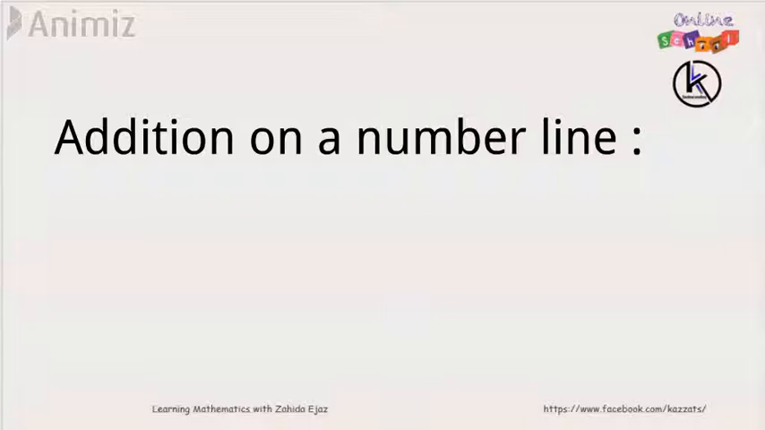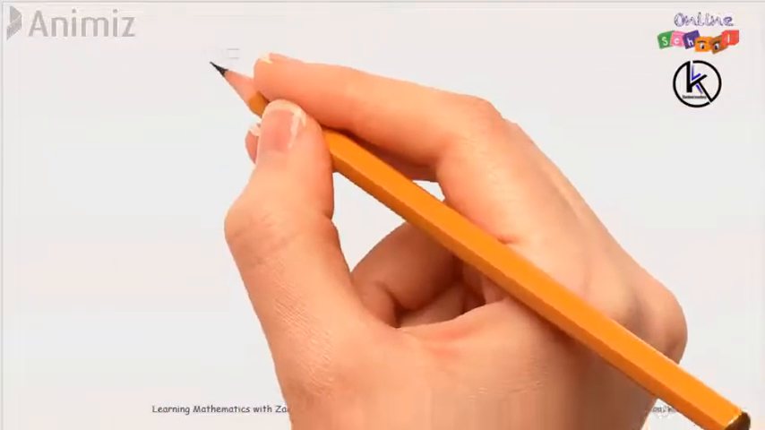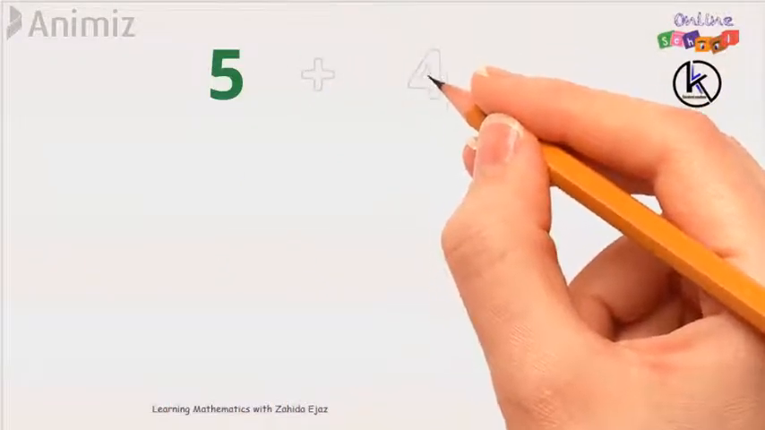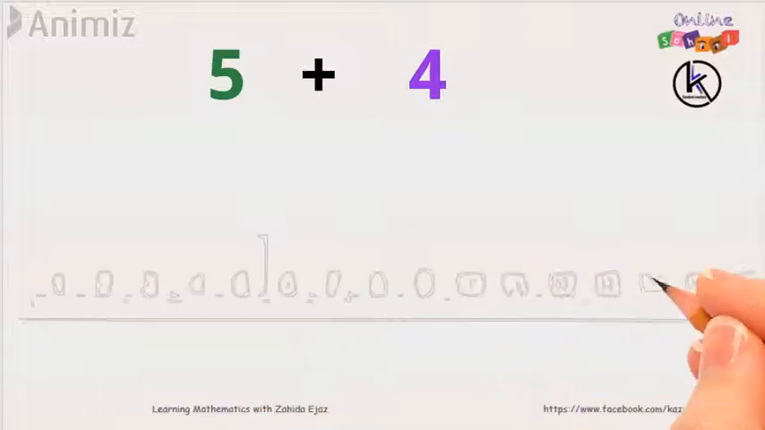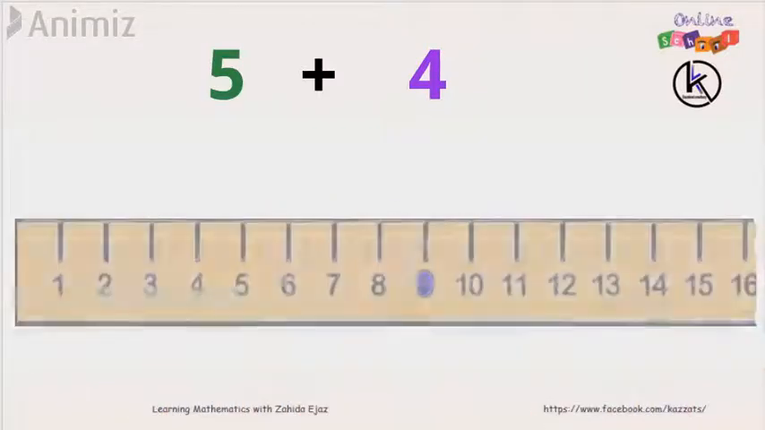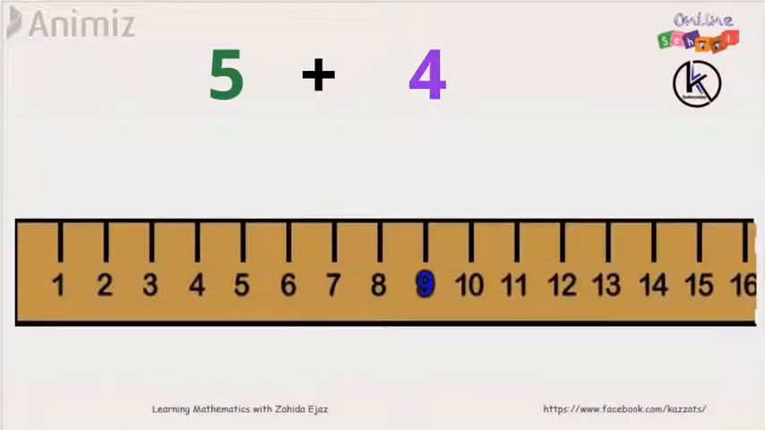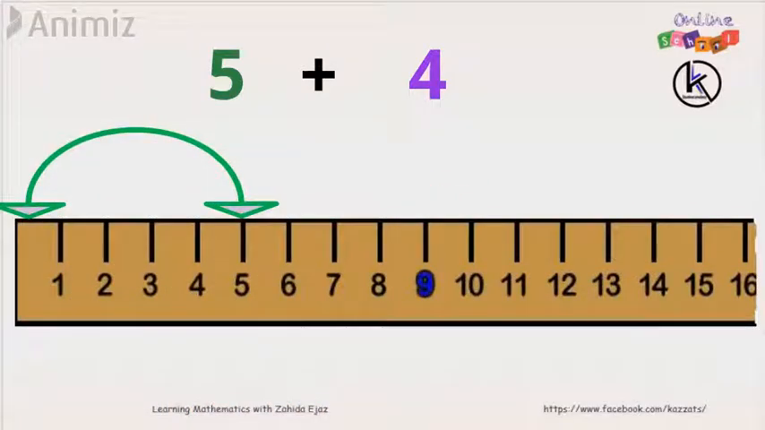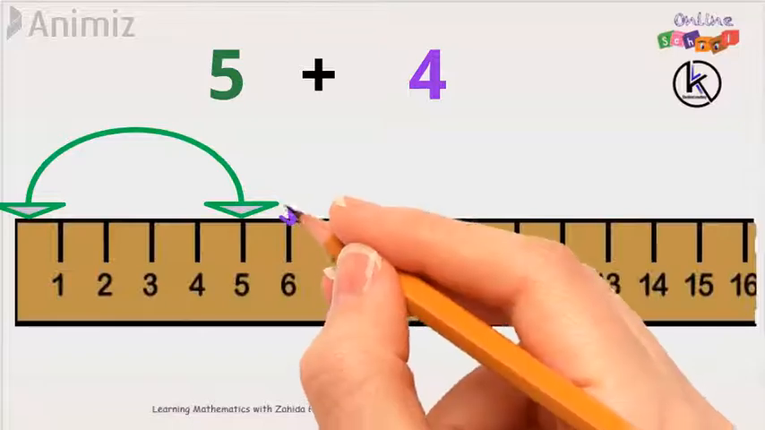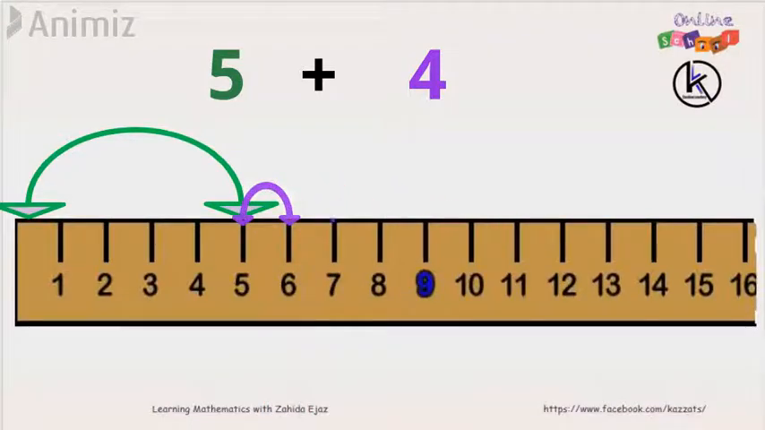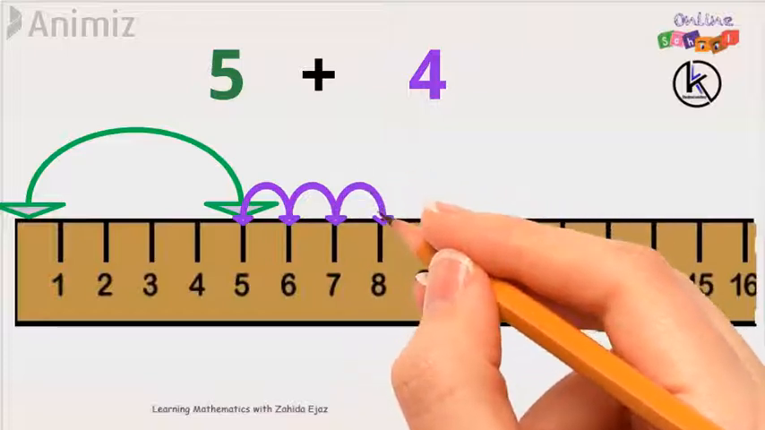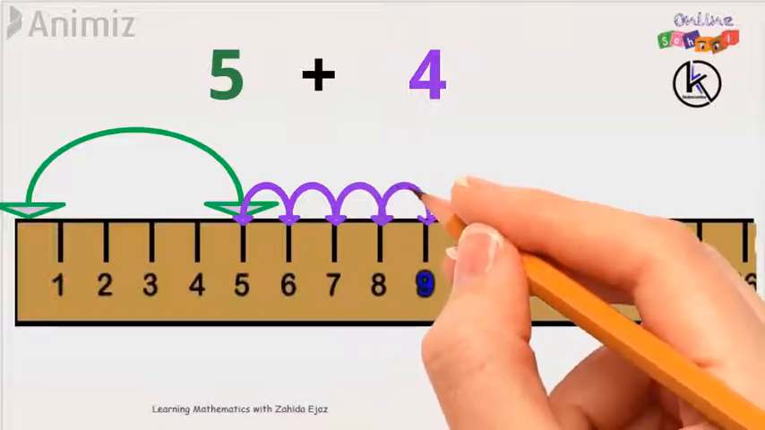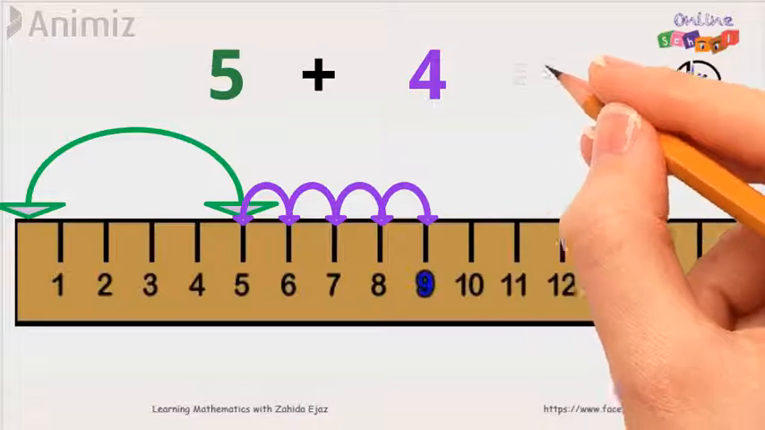Addition on a number line. Let's take the number 5 plus 4. From count on method, we know that 5 plus 4 is 9. Let's check it on number line. Take the first number on the number line, 5, and then add the second number, 4 more, one at a time. 1, 2, 3 and 4. The answer is 9.